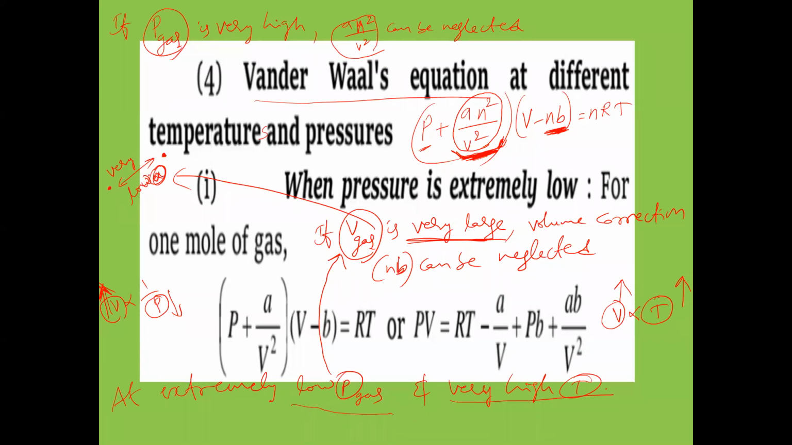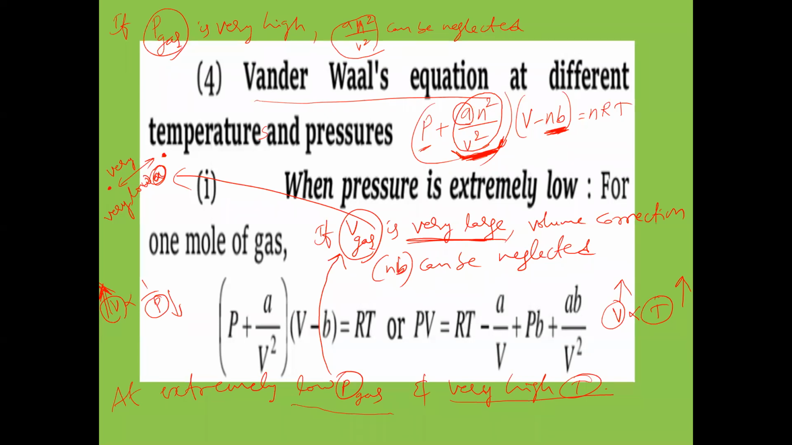When attractive force is less, what happens? The pressure correction is an square by V square. The pressure correction is directly proportional to a. If the value of a is very low, the pressure correction becomes very low in comparison to pressure. That's why pressure correction also can be neglected as the a value becomes very low. When volume is very large, the attractive forces will be very less, and hence pressure correction can be neglected.